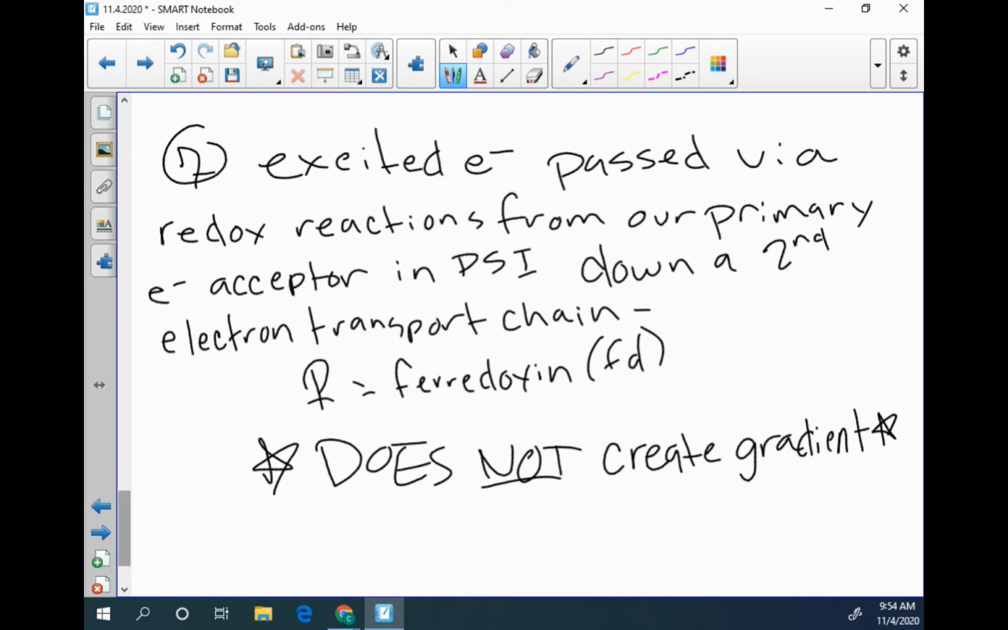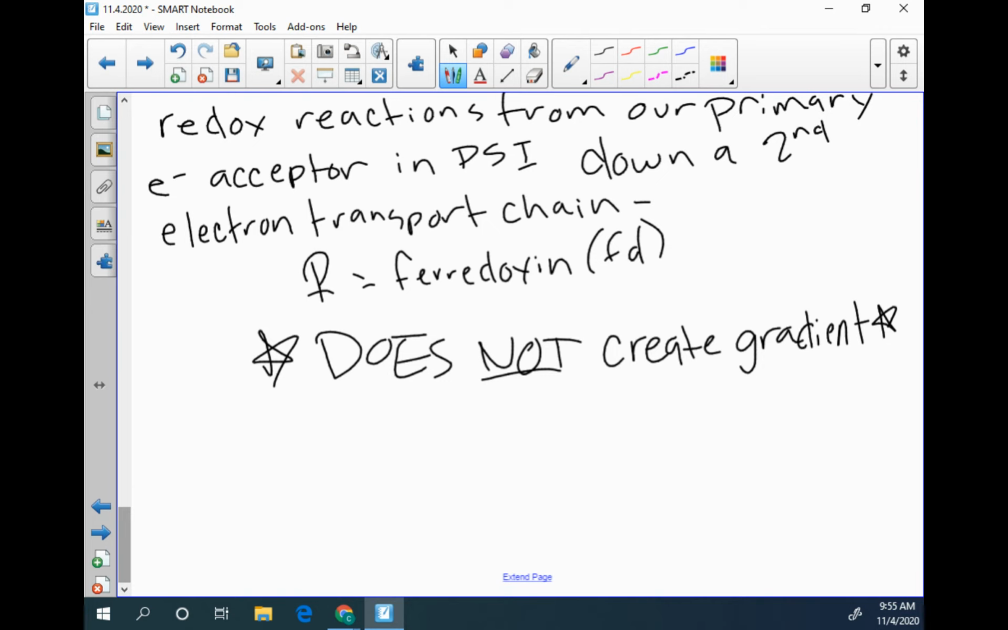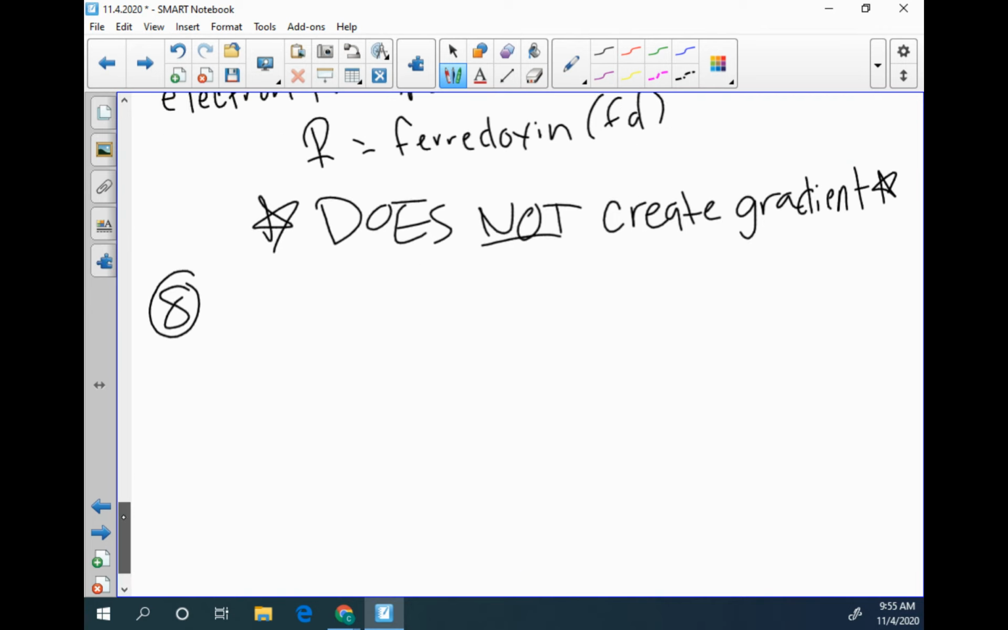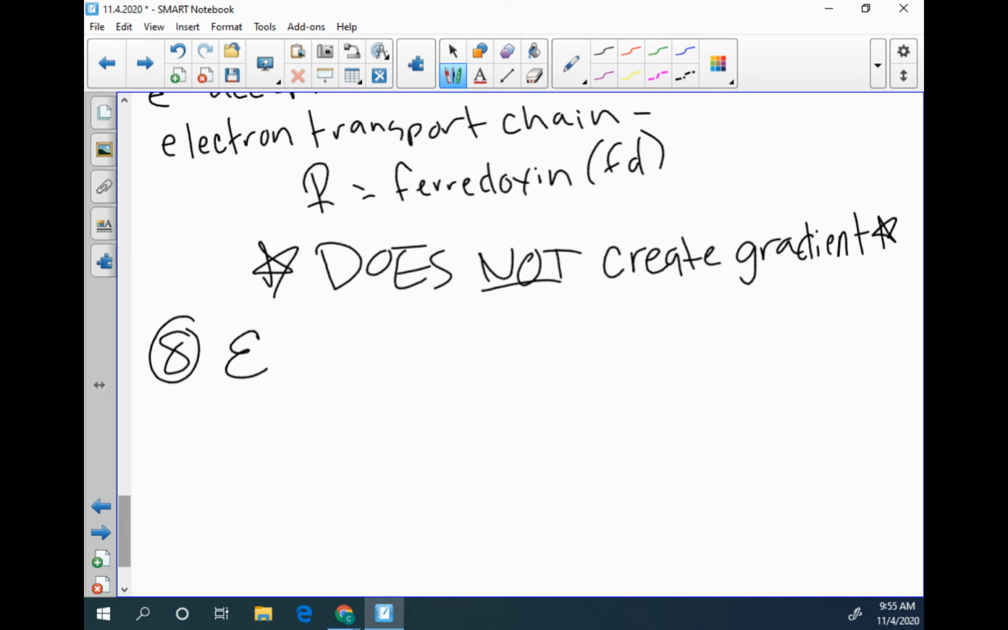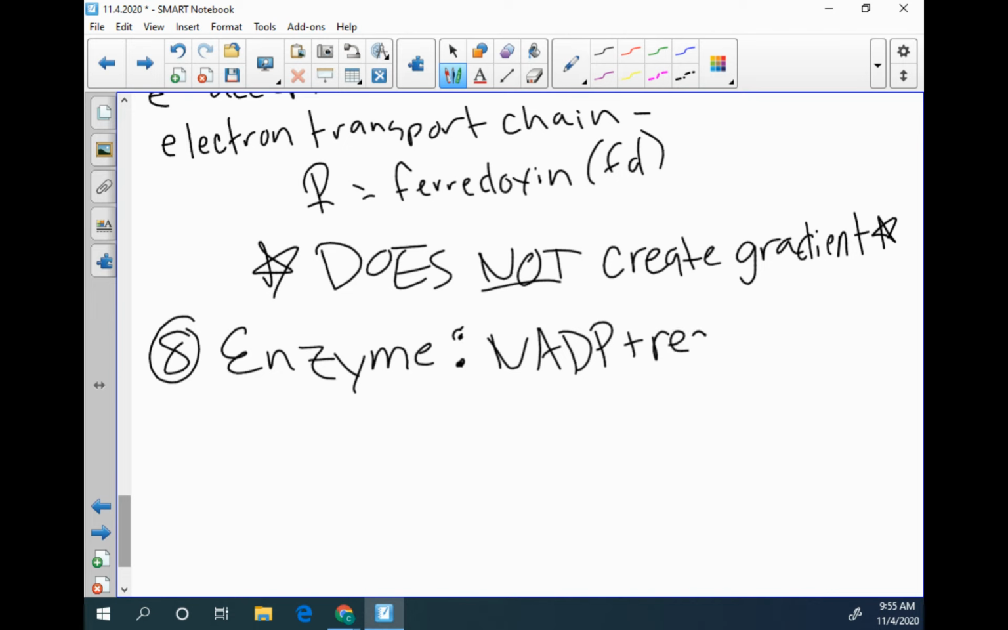Okay. One last step. In step 8, we have an electron. Or not an electron, goodness gracious, an enzyme. They both started with E. We have an enzyme called NADP plus reductase.